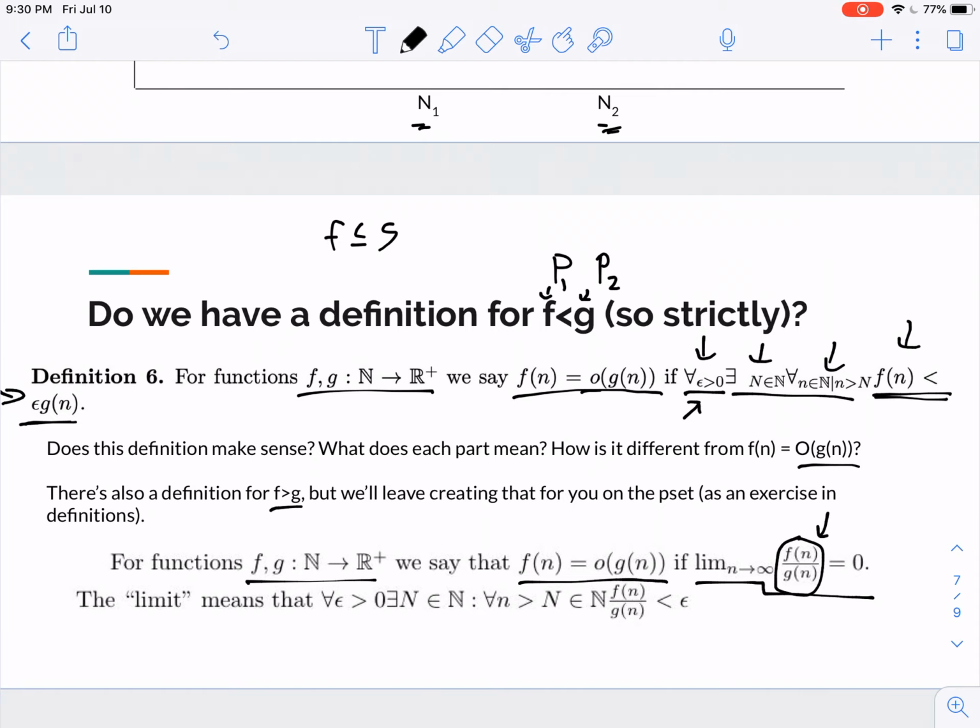And the only way that can get closer and closer to 0 is if g just gets larger and larger and larger, like an increasing amount larger than f, right? And that's sort of what we're saying, right? Like we're saying f is much, much smaller than g.